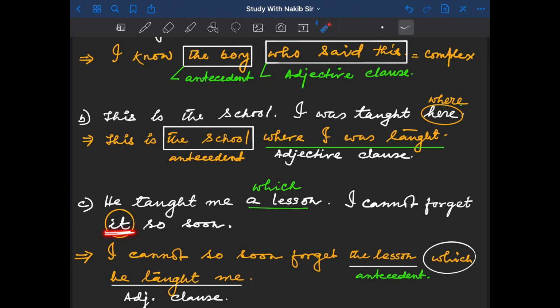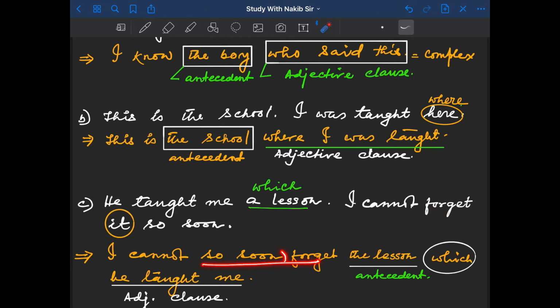What is it? I cannot forget it so soon. I cannot forget the lesson. Okay, see how to combine them. I cannot so soon forget the lesson. See this part, so soon. Change the place of this part. It is placed just before forget. Here it was after forget. Now it is before forget.